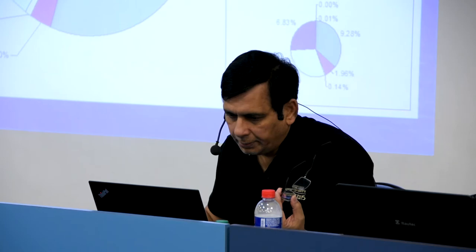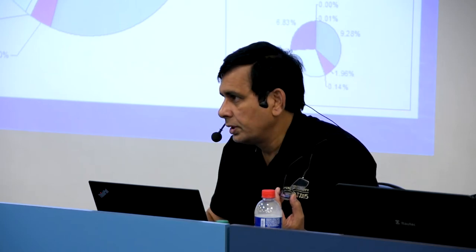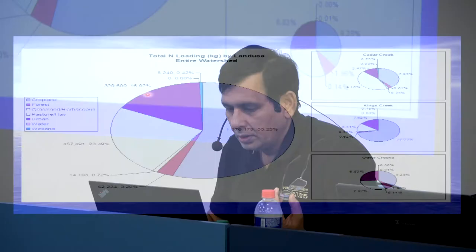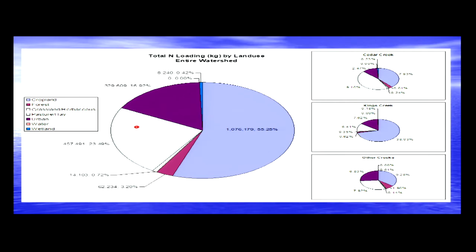And if you look at the urban, 6% of the land produces almost 16 or 17% of your load. This is the grassland, pastureland, which is 64% of the land and is producing almost 23% of the load. Okay? So if you want to tackle your problem, it's right here.